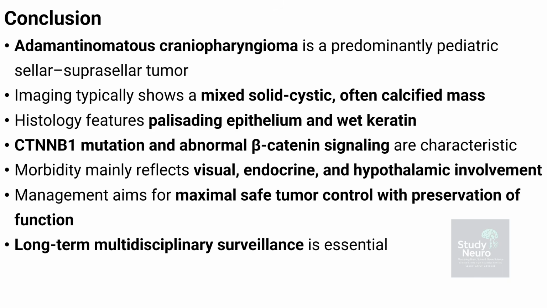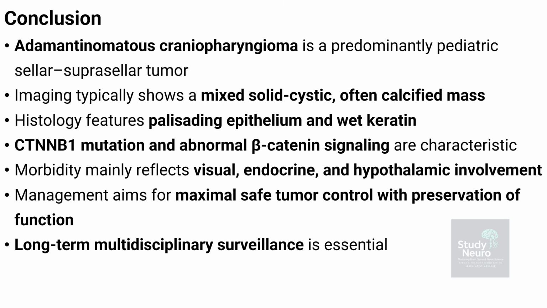To conclude, adamantinomatous craniopharyngioma is a tumor that mainly affects children and arises around the sellar and suprasellar region. Imaging commonly shows a mixed solid and cystic mass, with calcification being a frequent finding. Histologically, the tumor has characteristic palisading epithelium and wet keratin. It is also associated with mutations in the catenin beta-1 gene, which cause abnormal beta-catenin signaling. These findings help distinguish it from other types of craniopharyngioma.